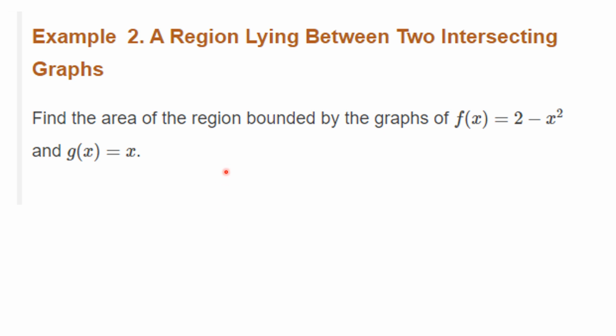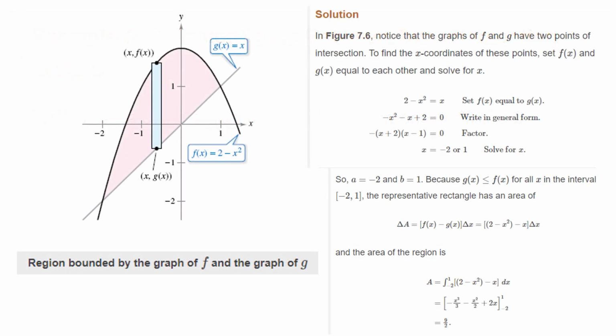Let's look at another example. Here, we want to find the area of the region bounded by the graphs of f of x equals 2 minus x squared and g of x equals x. Again, the first step is to graph these functions. And here's what we get, and we draw our slice. We're finding this area that is shaded in pink here.